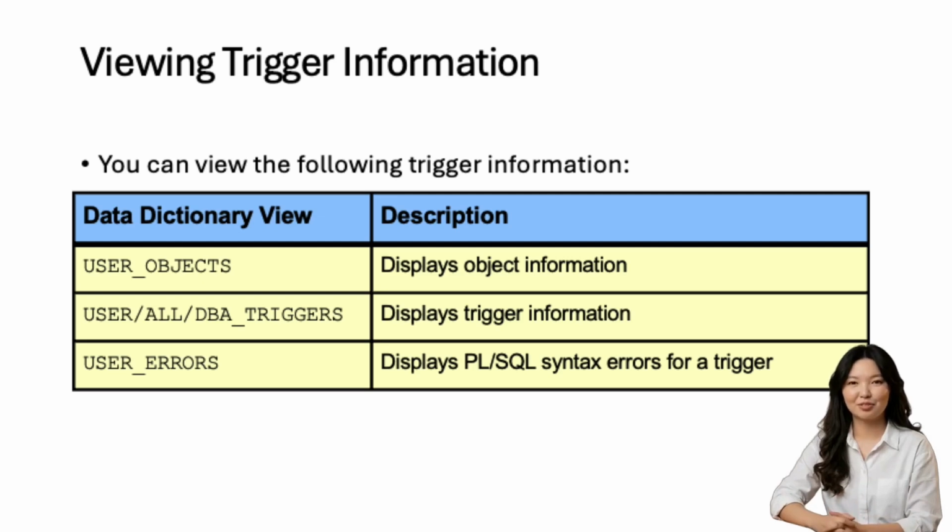Access trigger details through data dictionary views. User objects shows object information, while user all DBA triggers provides specific trigger details. For PL/SQL syntax errors in triggers, consult user errors. These views are essential for managing and troubleshooting database triggers effectively.